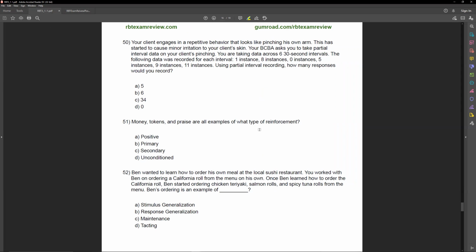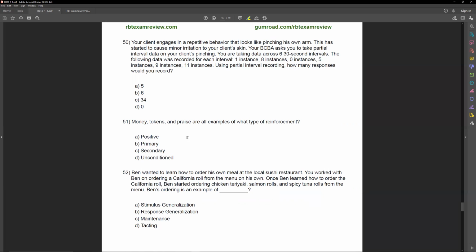Remember, our strategy is the easy questions. We want the easy questions to be easy, meaning we are prepared. So when we get an easy question, we answer it quickly and we move on. So 51 is an example of one of those questions. So what are money, tokens, and praise examples of? Examples of what type of reinforcement?